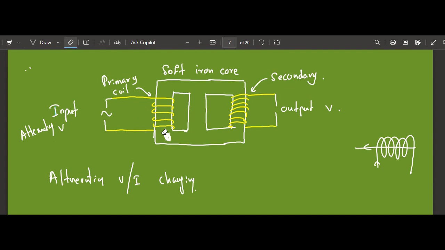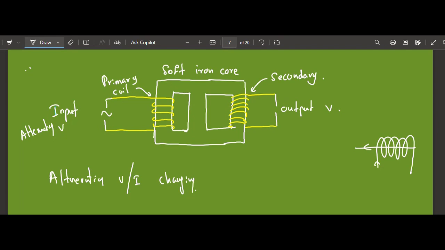As a result, the magnet is changing: its strength, its direction, its poles, everything is changing in the soft iron core. When that change happens, that change is felt by the secondary coil.